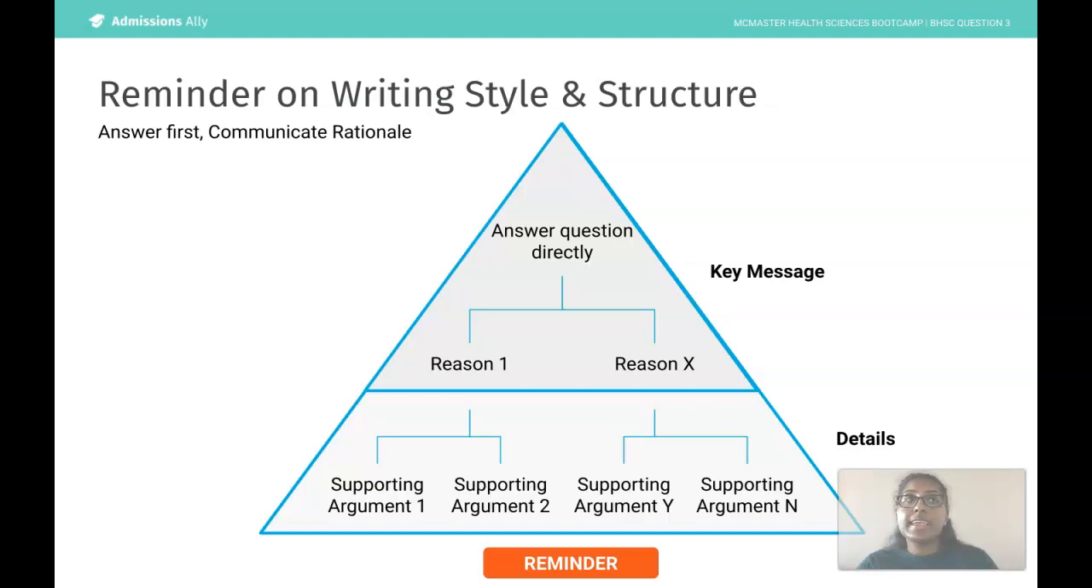So we're just going to take you back to remind you of the writing style that is recommended for this question, which is answer first, communicate second. You want to make sure your key message is out there and then follow that up with supporting details. And this is especially important for question 3.